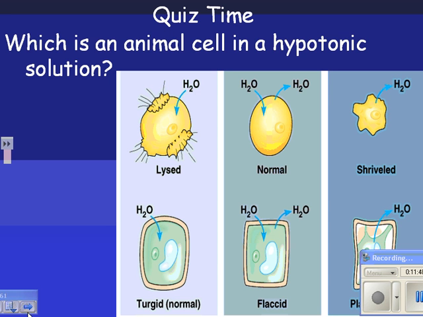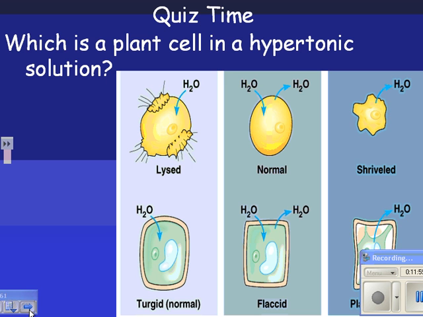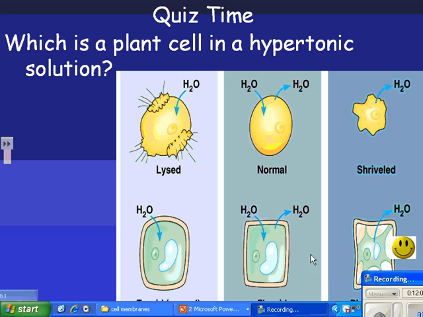Which animal cell is in a hypotonic solution? So hypotonic is the bad one for animal cells where water comes in and it breaks. So that's this first one. Which plant cell is in a hypertonic solution? Hyper is bad for plant or animal. So that's this last one. That means water's going out.